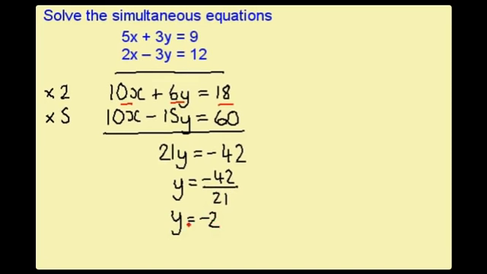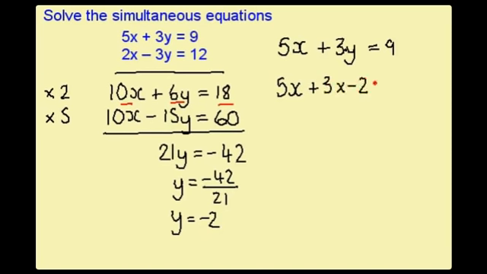Now, to work out x, I'm going to put this value into the top equation. So I'm going to start by writing it out. 5x plus 3y equals 9. There's an invisible times sign here. I'm going to put in the y value of minus 2. So 5x plus 3 times minus 2 equals 9. 5x minus 6 equals 9.